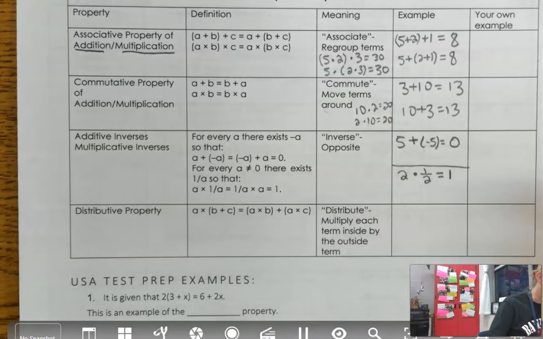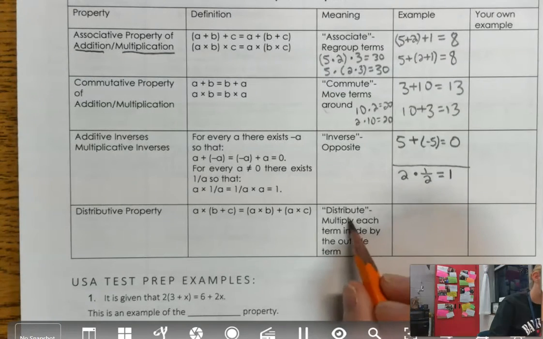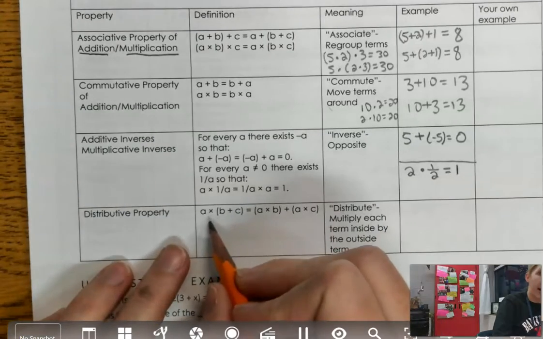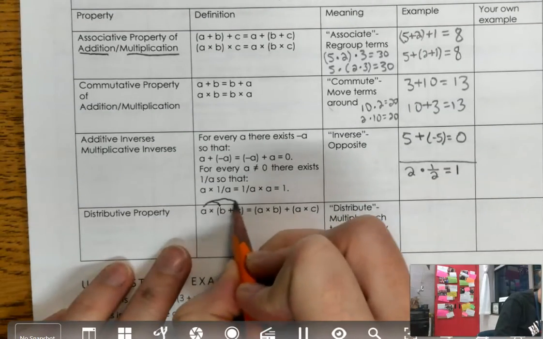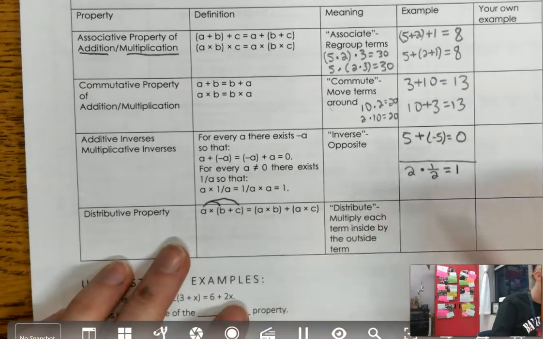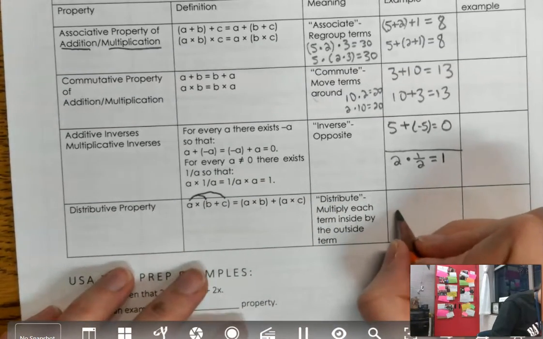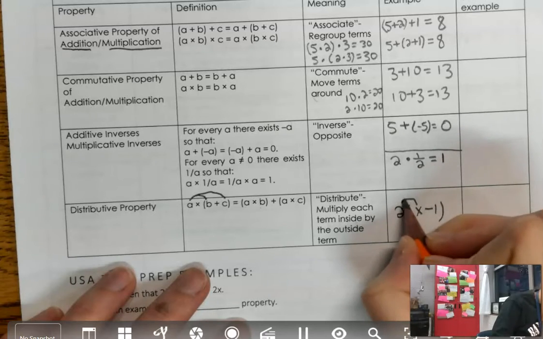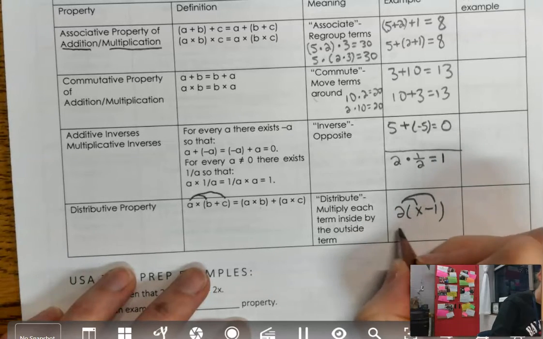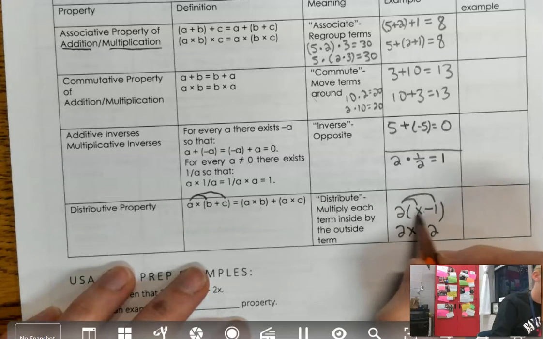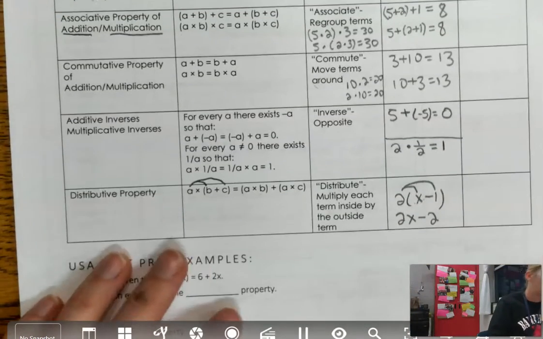All right, distributive property we know. We're going to distribute or multiply the term inside by the outside term. So look, if you see A is on the outside here, we're distributing A to both these terms. So it's the same thing as saying A times B and A times C. So we already know how to do distributive property. 2 times x minus 1 is the same thing as saying 2x minus 2, right? If I multiplied both 2 times x and 2 times negative 1.